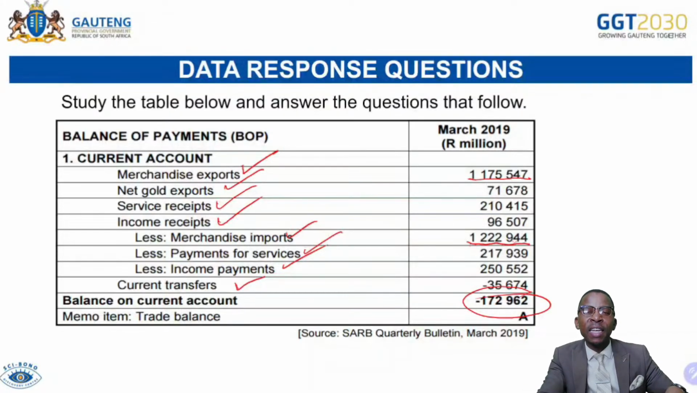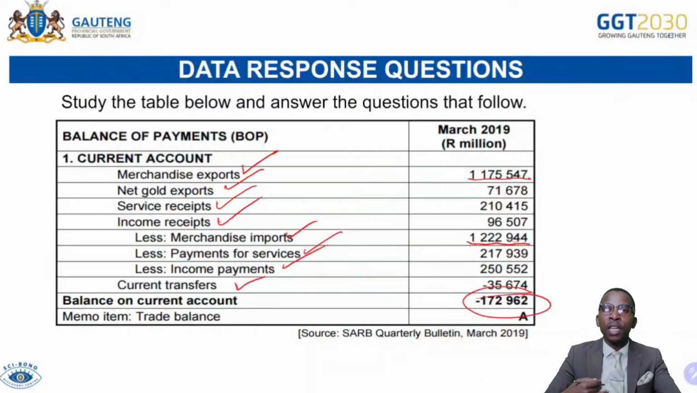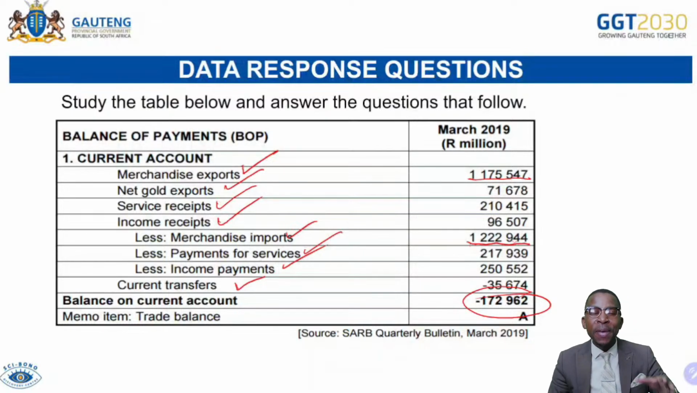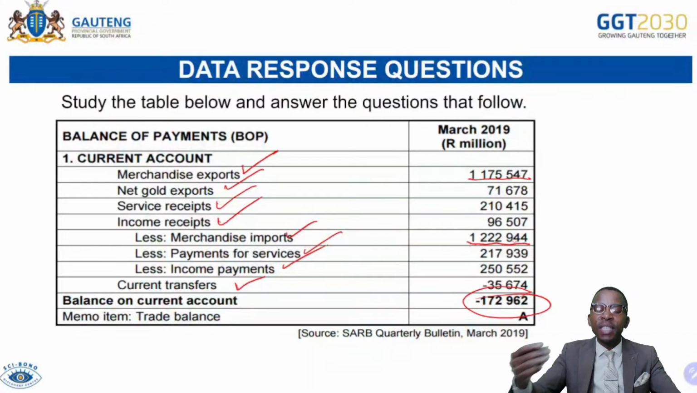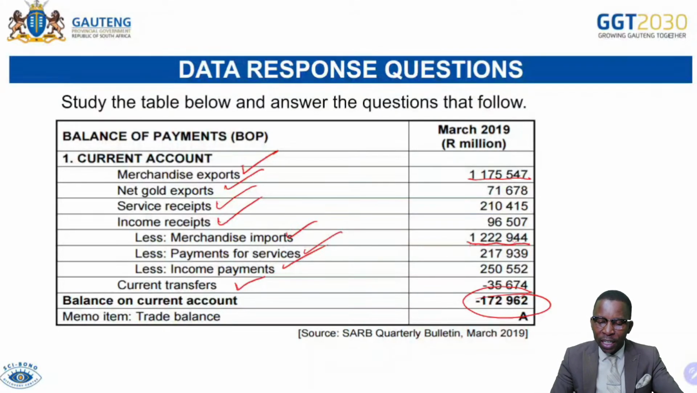Remember, if it's negative as a deficit, that means there is more outflow of the domestic currency and less inflow of the foreign currencies. Then it will be negative. But should there be a surplus, that simply tells you that there is more inflow of foreign currencies into the country and less outflow of domestic currencies. That means then we have a surplus. The institution which provides such information is the South African Reserve Bank. Let's look at the questions.